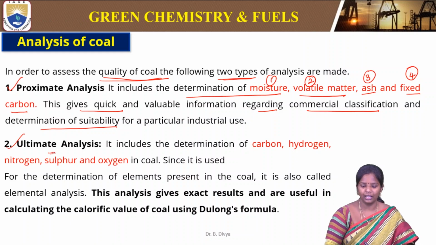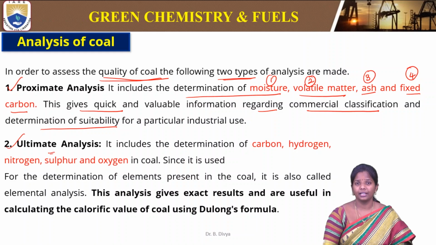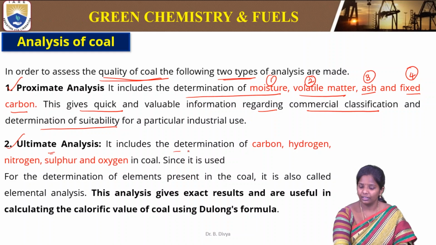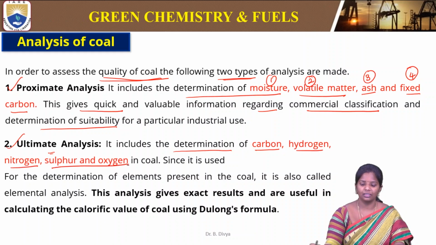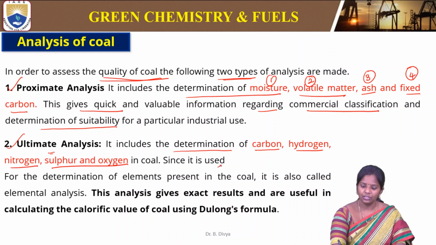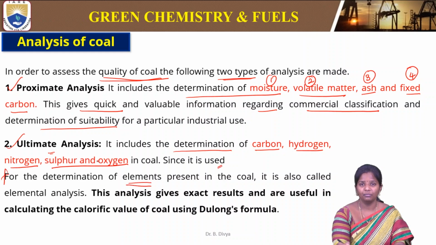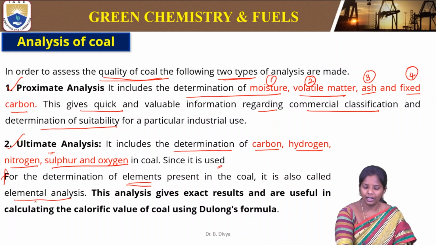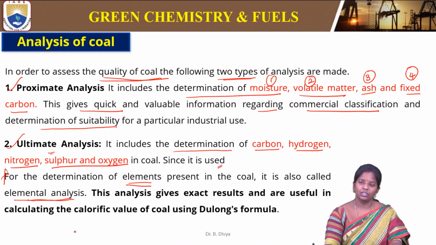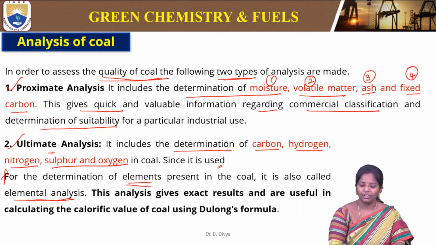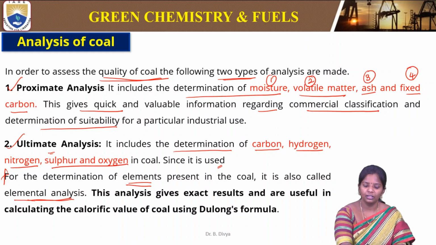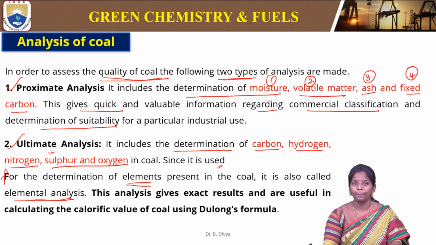Next is the ultimate analysis. Ultimate analysis is just like a chemical analysis. It determines the carbon, hydrogen, nitrogen, sulfur and oxygen in the coal. Since it is used for determination of elements present in the coal, it is also called elemental analysis, because we are determining carbon, hydrogen, nitrogen, sulfur and oxygen content in the coal.